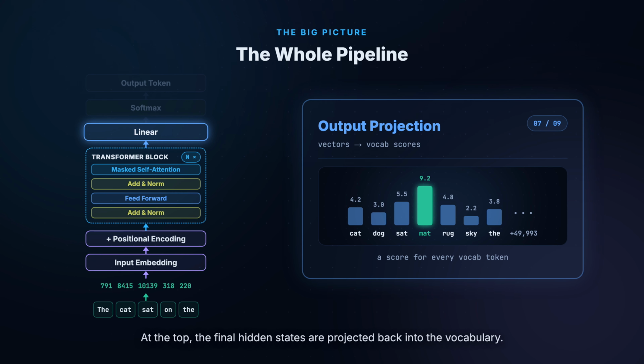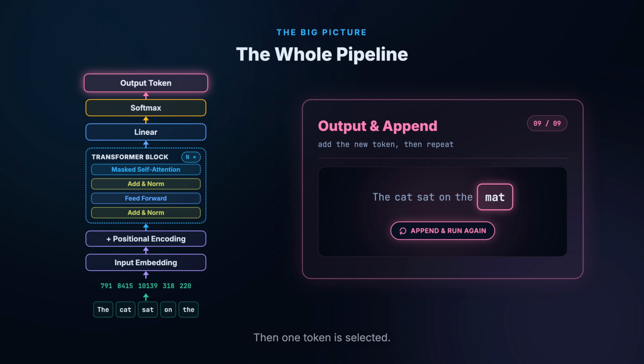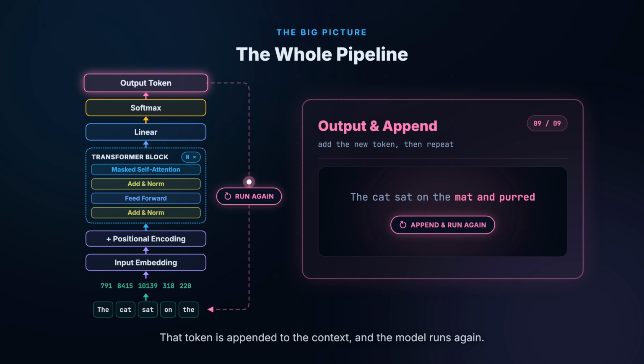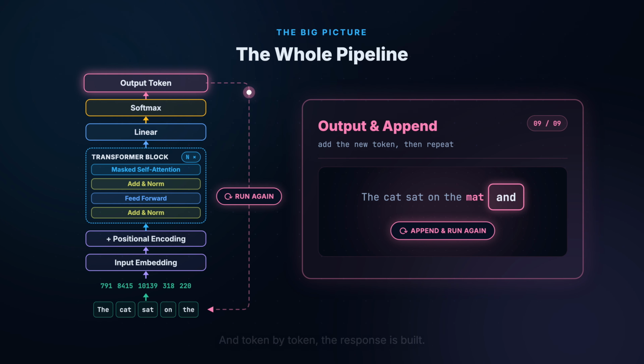At the top, the final hidden states are projected back into the vocabulary. The model produces a score for every possible next token. Softmax turns those scores into probabilities. Then one token is selected. That token is appended to the context, and the model runs again. Raw text goes in, token probabilities come out, and token by token, the response is built.